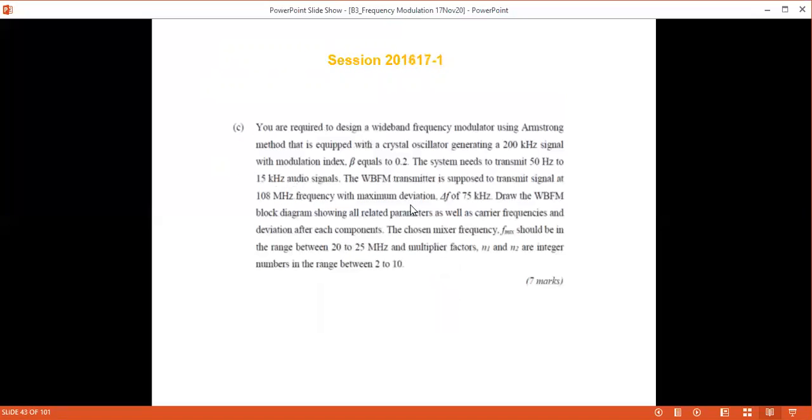So this is wideband FM. Another one: you design a wideband frequency modulator using the Armstrong method. Here you're introduced to a new term, Armstrong. What is the Armstrong method for FM generation? We learned this in our lecture. Then wideband FM, draw the wideband FM block diagram.